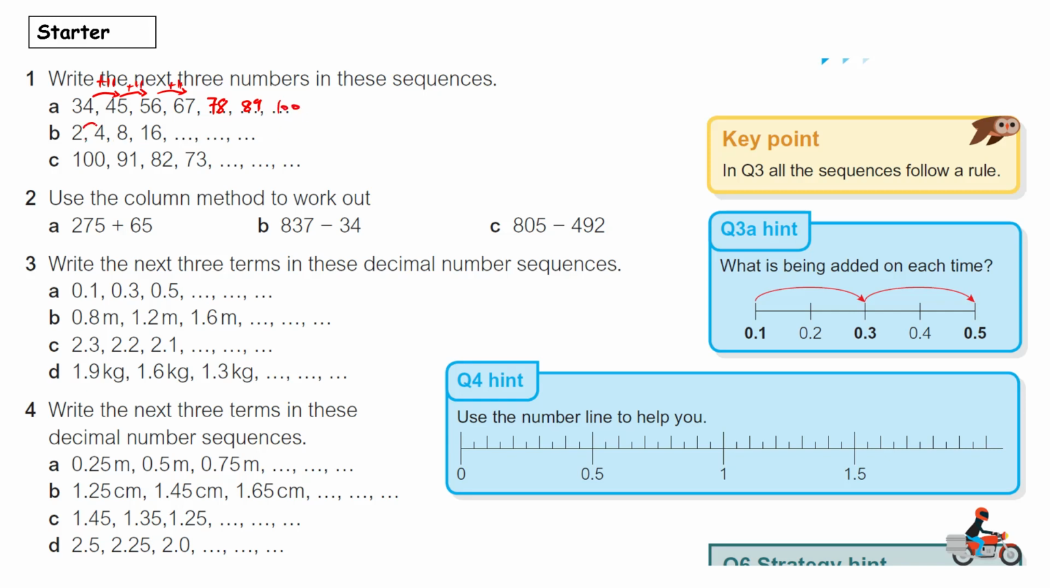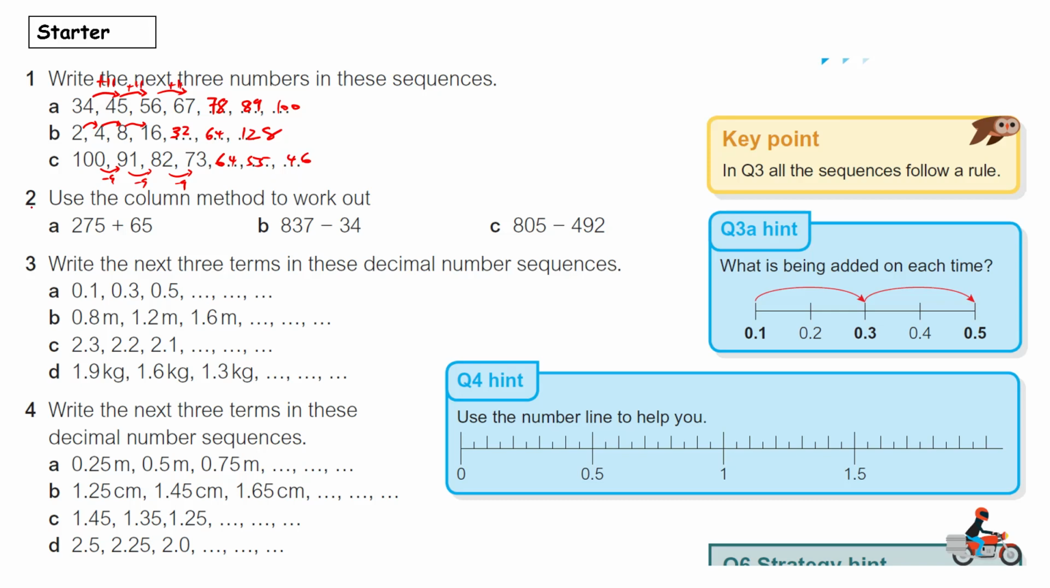Here, we're doubling each term. So double 2 is 4, double 4 is 8, double 8 is 16. So we should have 32, double 16, double 32, 64, double that, 128. On C, we're taking away 9 each time to get to the next term. So if we subtract 9 from 73, we have 64. Take away 9, 55. And then take away 9, 46.